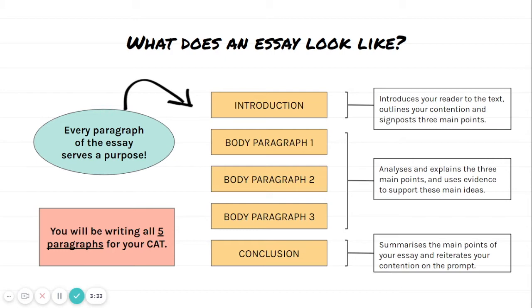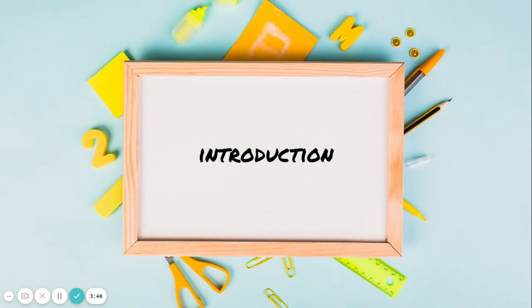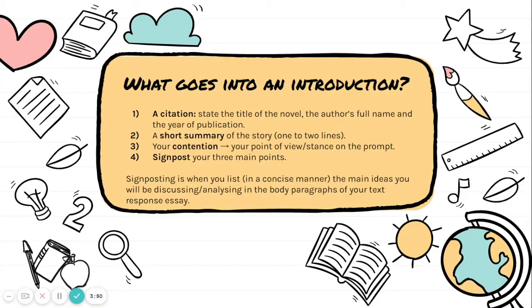Finally, the 5th and final paragraph in a text response essay is a conclusion. This summarizes the main points of your essay and also reiterates your contention on the prompt. So it sort of reinforces your point of view or your opinion. Alright, let's move on to the good stuff. Introductions.